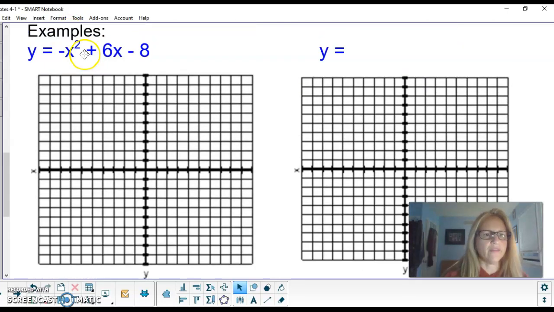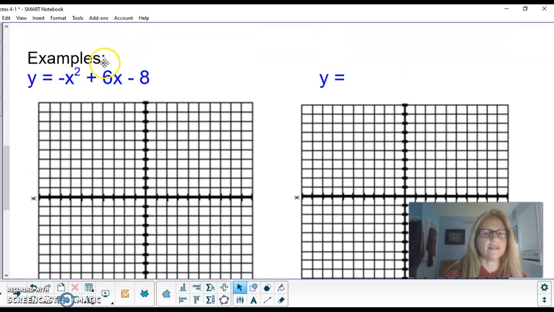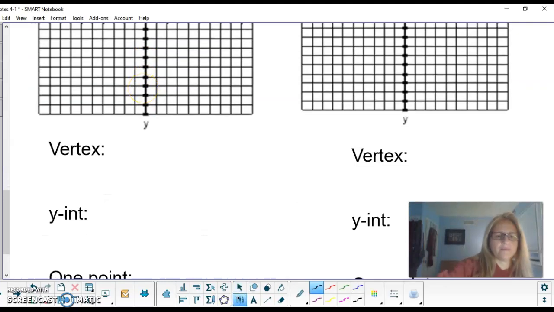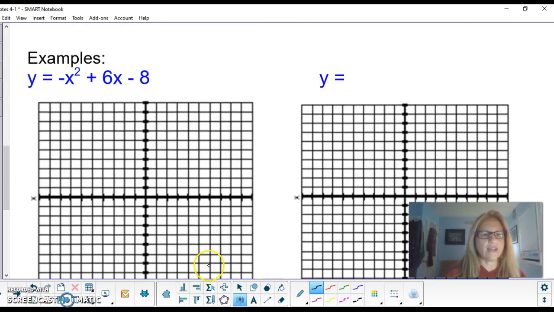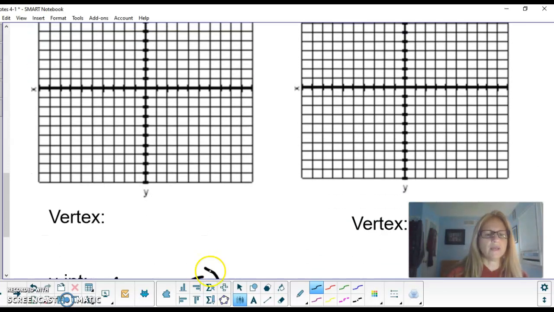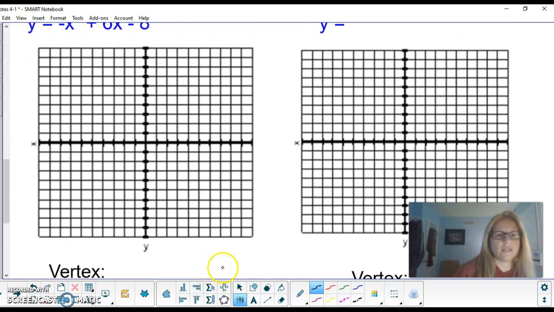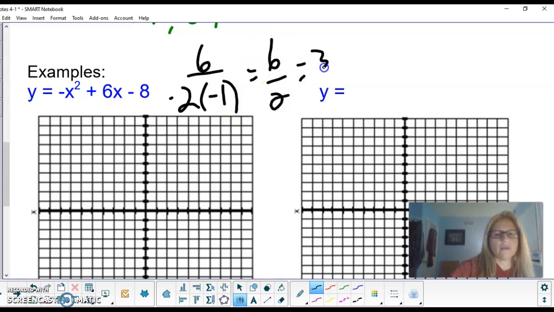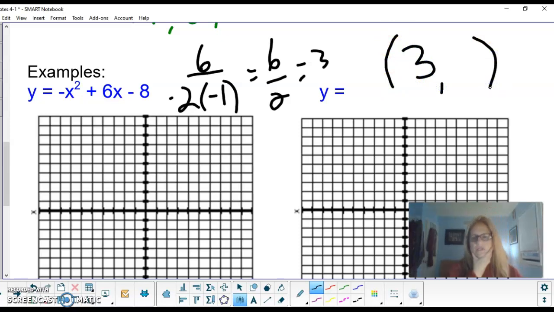So we're going to go ahead and find the vertex. Let's make sure we know A is -1, B is 6, and C is -8. So we can right away put (0, -8) here. That's the easy one. So let's find the vertex. The vertex would be B, which is 6, over -2 times A, which is -1. So we get 6 over 2 or 3. Okay? So we know the x coordinate is 3.